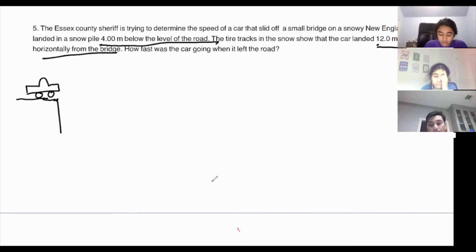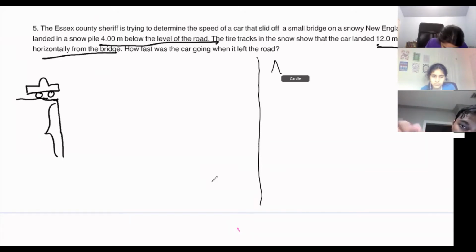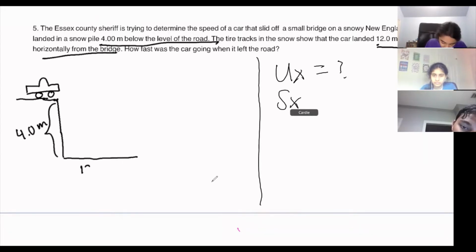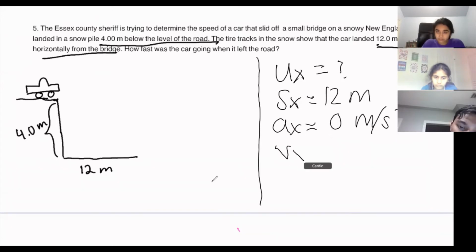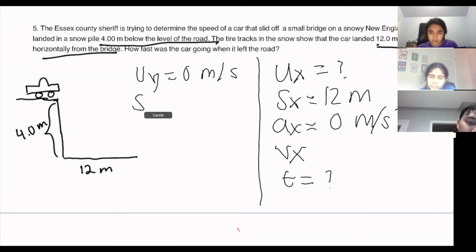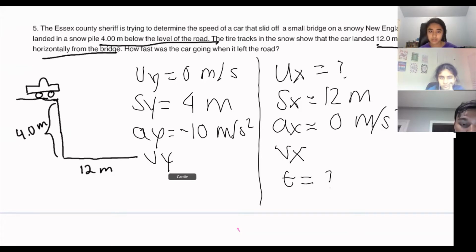Let's just make a table to see what we have. Okay, so we're trying to find UX, right? I know that SX, which is displacement, is 12 meters. I know that AX is going to be 0 meters per second squared. I don't know what VX is, but that's insignificant to this question. And I also don't know T. So then on the Y side, UY equals 0 meters per second because when something is launched horizontally, that's how it works, right? And then SY equals 4 meters. AY, in this coordinate system, I'm going to do negative 10 meters per second squared. You can choose either one. We don't know VY and we don't know T.